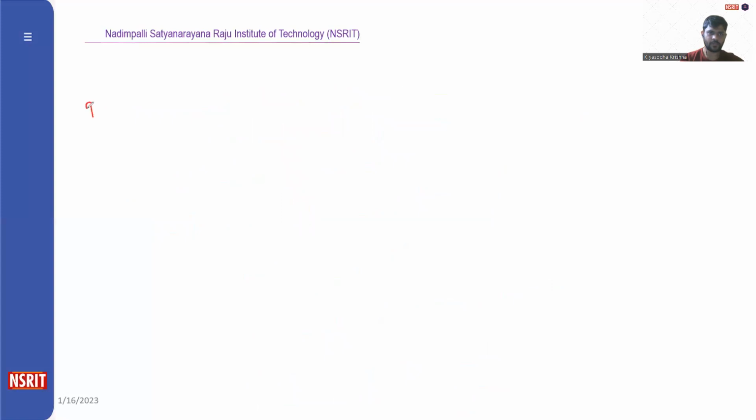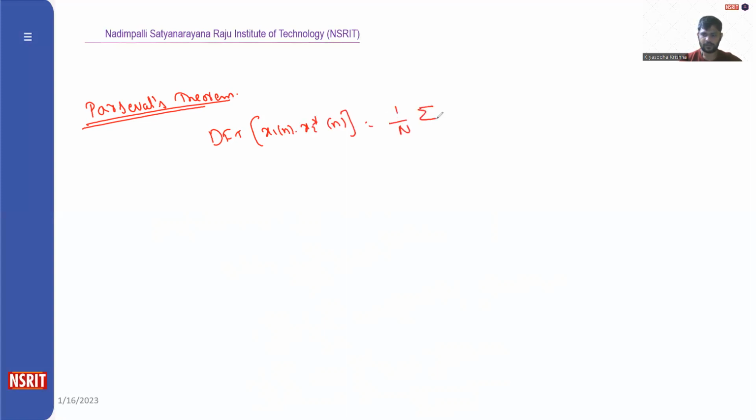And the next property, which we can say is a theorem, is Parseval's theorem. So Parseval's theorem, what can we say? DFT of x1 of n into x2 convolution of n. This is nothing but 1 by n summation k equal to 0 to n minus 1 x1 of k x2 star of k.